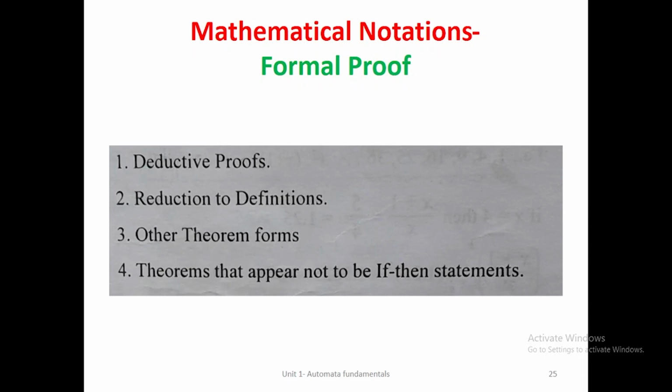And the second part of the notations is formal proof. Proof means trying to find a solution in a sequential manner. That is called a proof. There are four different formal proofs available: deductive proof, reduction to definition, other theorem forms, and theorems that do not appear in if-then format.